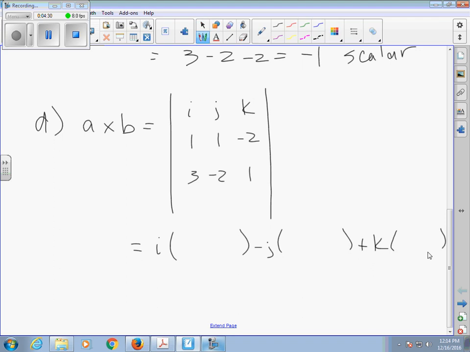Okay, how do we find I? We look at where I is, and we delete the row and column of I, and we're left with right here that matrix right there. So what we do is take the determinant of that. The determinant is that times that.